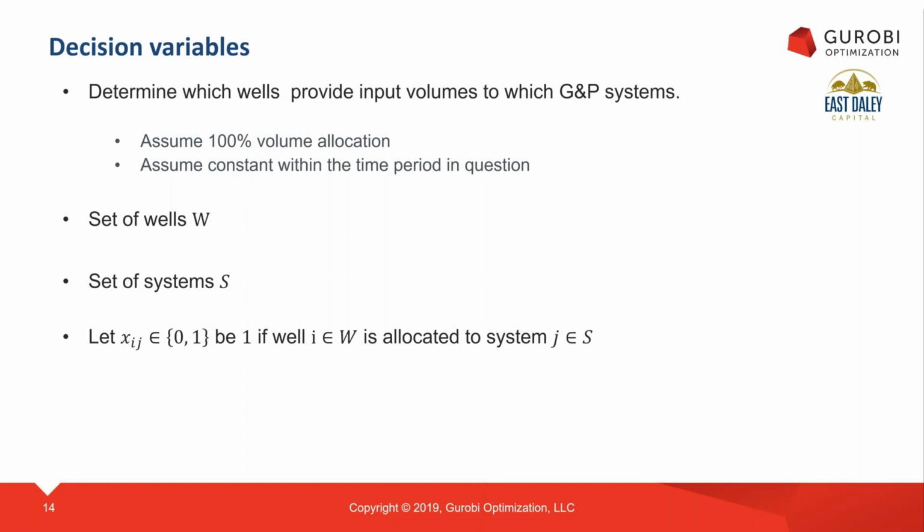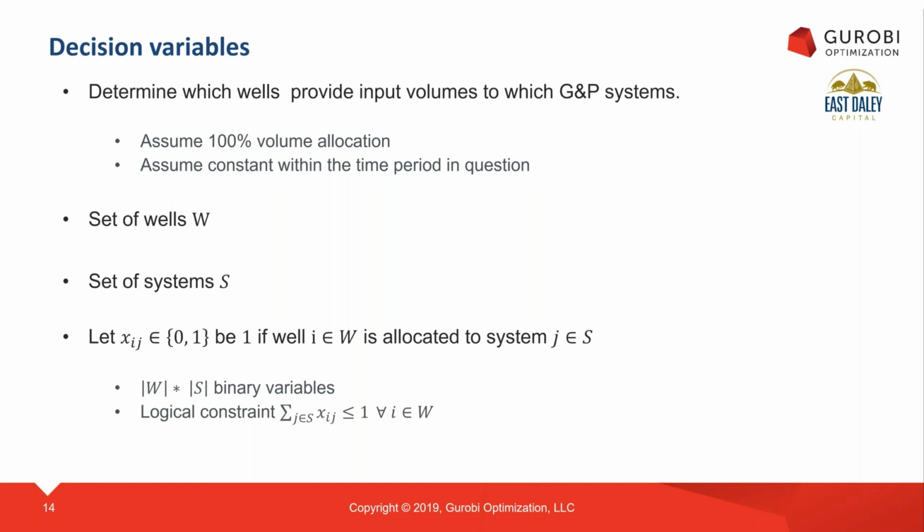So how many variables does that create? The number of wells times the number of systems. So that could potentially be a large number of binary variables if there's a large number of wells. And we're going to add a logical constraint that just makes the variable behave according to our assumptions stated above.